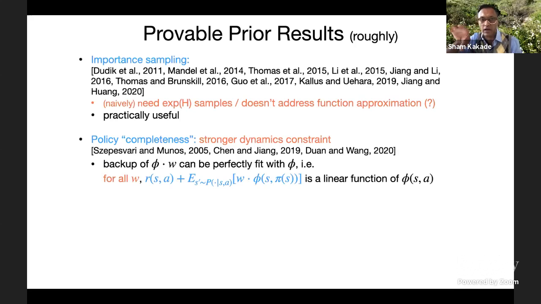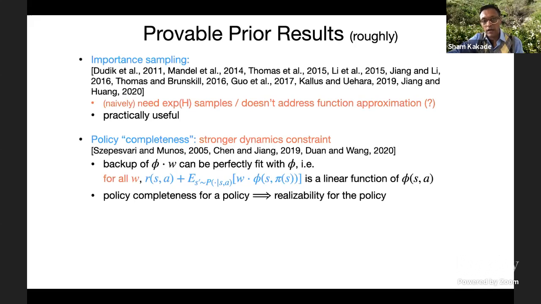Specifically on this setting of using linear value function approximation, we know that if we have stronger constraints on the system, we can do this. So we have this policy completeness, or sometimes policy closure. I've seen it referred to as completeness too. Basically, this assumption says that if we can back up every possible weight vector, take a weight vector, can we back it up? Then we can actually do offline RL.